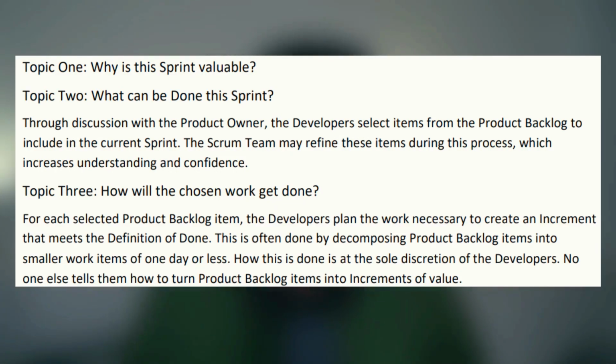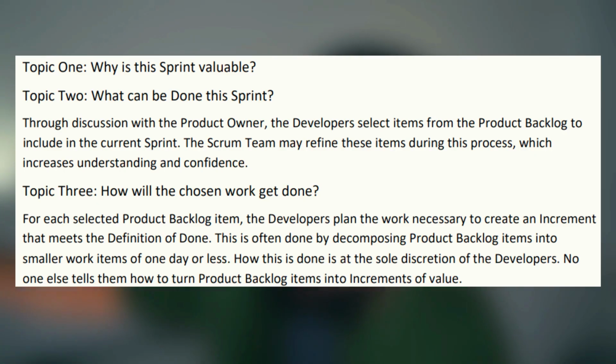As per the Scrum Guide 2020, the sprint planning addresses the following topics. Number 1, why is this sprint valuable? Topic number 2, what can be done this sprint? Through discussion with the product owner, the developers select items from the product backlog to include in the current sprint. The Scrum team may refine these items during this process, which increases understanding and confidence. And topic number 3, how will the chosen work get done?